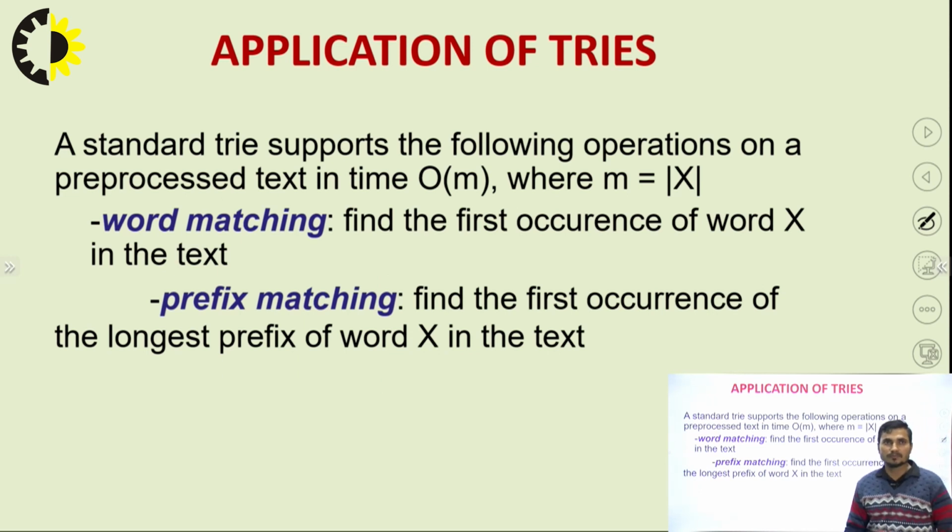So the applications of tries are word matching and then prefix matching. If the text is already pre-processed, it will take order of m time to search a particular word in this trie. If we use another data structure, that may take a different amount of time based on how many words we have, but in this trie the maximum amount of time will depend on the length of the word.